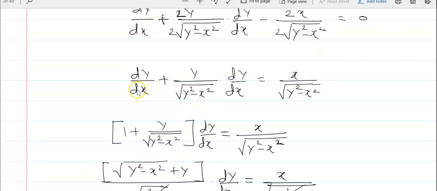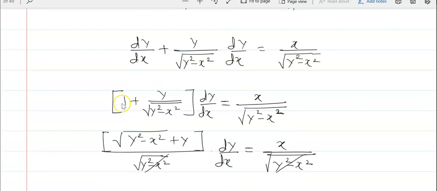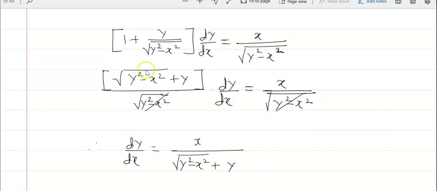Now simplify this, take dy by dx as a common factor. In the bracket you are getting 1 plus y upon root of y square minus x square, into dy by dx, is equal to x upon root of y square minus x square. Now simplify this: 1 into root of y square minus x square plus y upon root of y square minus x square, into dy by dx, is equal to x upon root of y square minus x square. These two get cancelled and hence you are getting dy by dx is equal to x upon root of y square minus x square plus y.